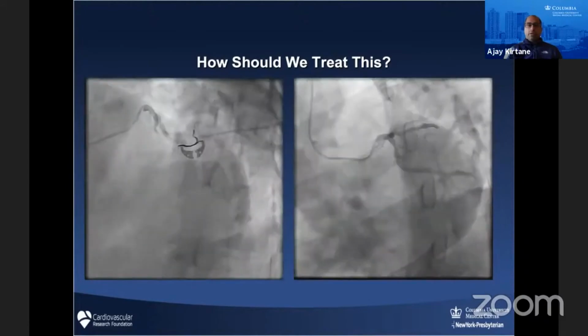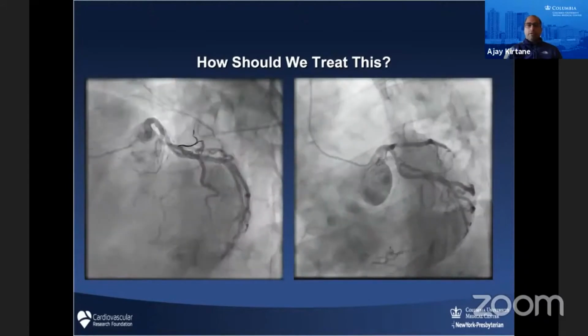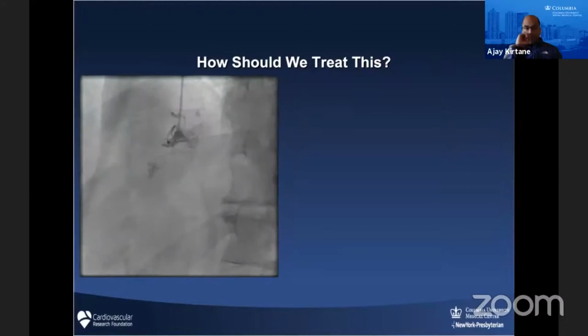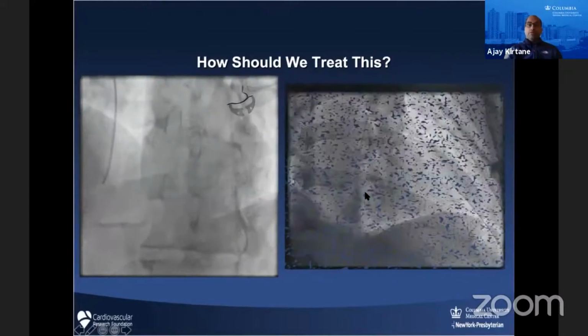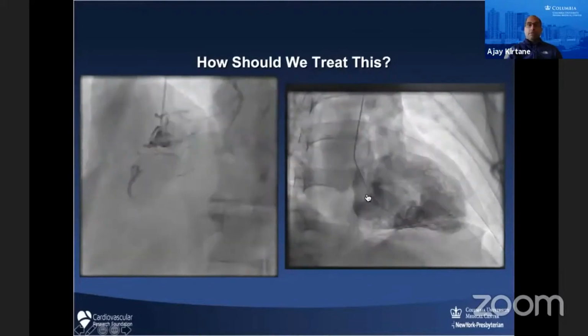The collaterals are quite challenging if you can appreciate them. And here you see there's this conus collateral to the LAD, and the patient was referred for PCI but had symptoms and was otherwise a reasonable candidate.